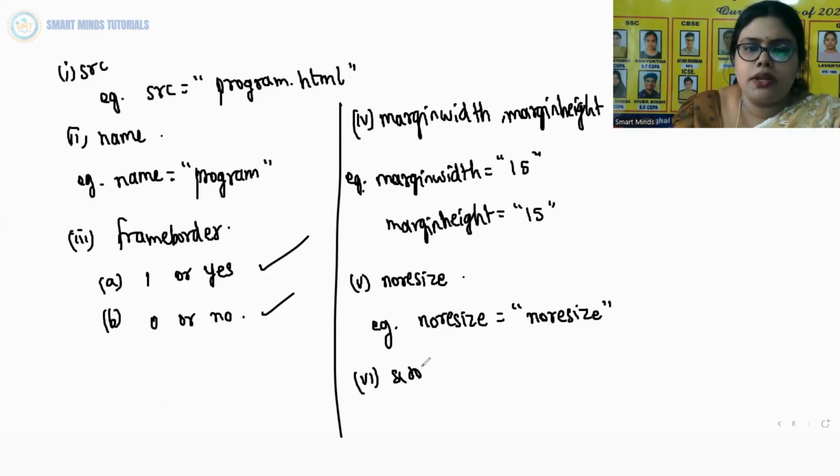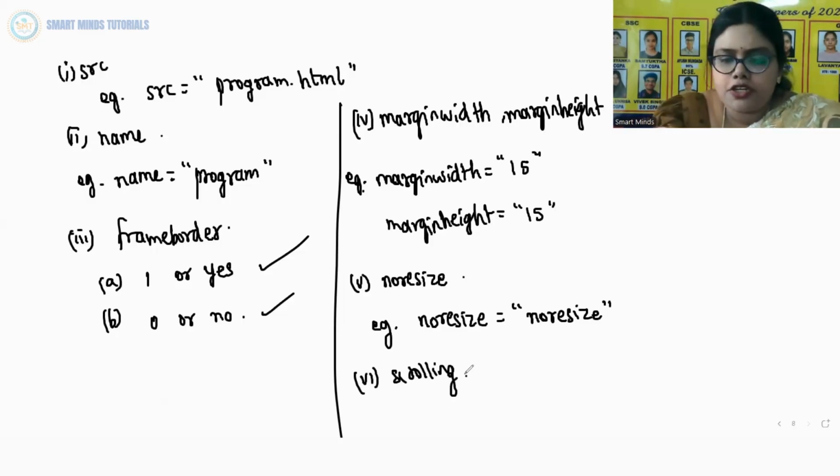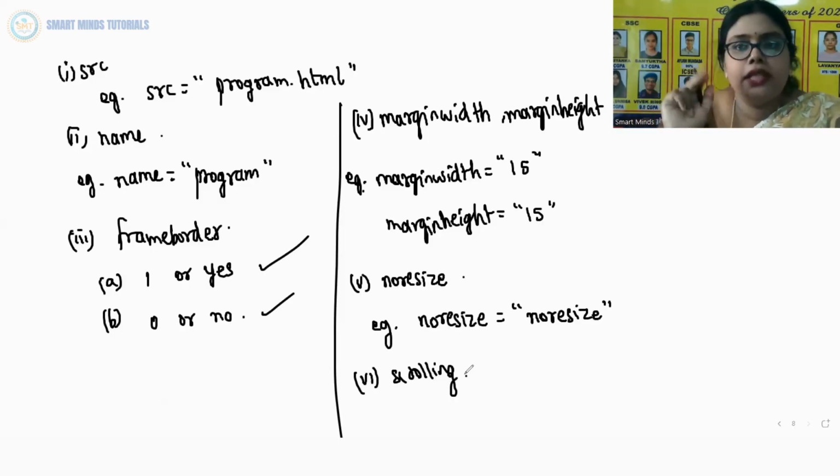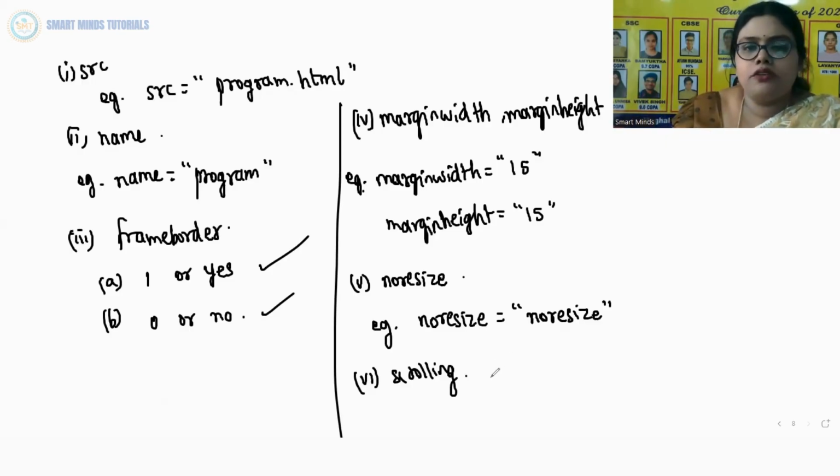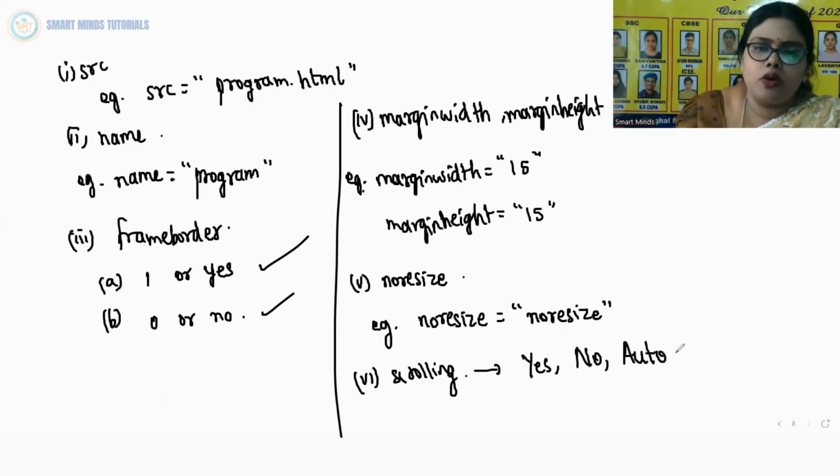Then number 6 is scrolling. So the scrolling attribute is used within the frame element to provide the scrolling bar if the content of the frame does not fit into the available size of the frame, then you can scroll it down. Okay, so the scrolling attribute can take three possible values. What are the three possible values you can take? One is yes, other is no, and the third one is auto.